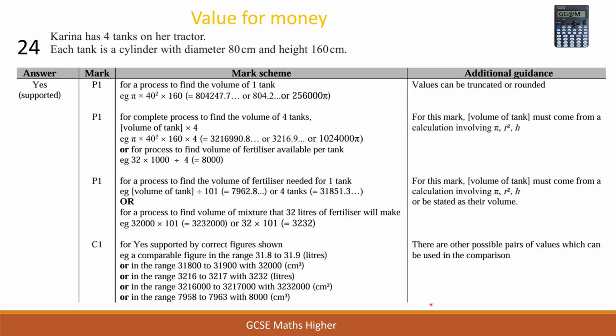So the mark scheme is here. The answer was yes, and supported means you must show the reason why. So these are the reasons why here on the right hand side. This P1 is a process mark, so you need to make sure you know the correct process, and the C1 is a communication mark down here. Make sure you know the process and the communication.